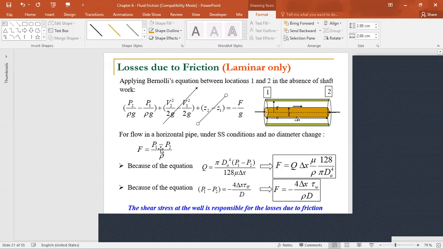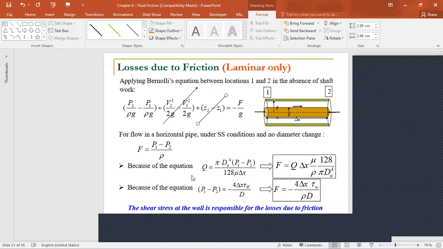We need another term to use instead of P1 and P2, which is easier to measure, such as Q or velocity, because it's much easier to measure Q or velocity rather than measuring delta P. So we'll get this equation here.